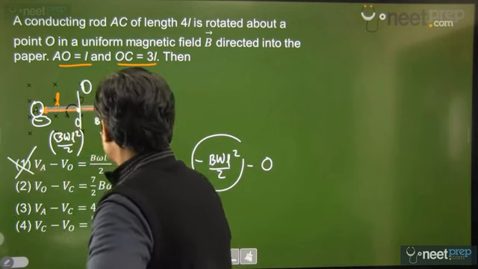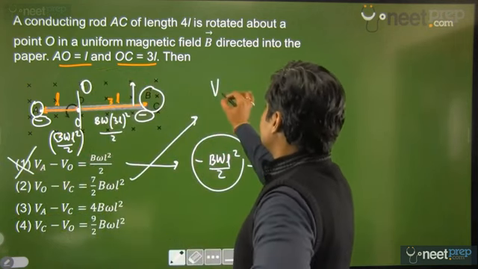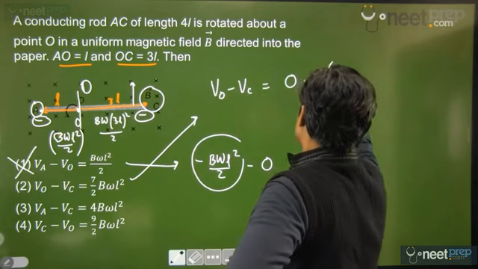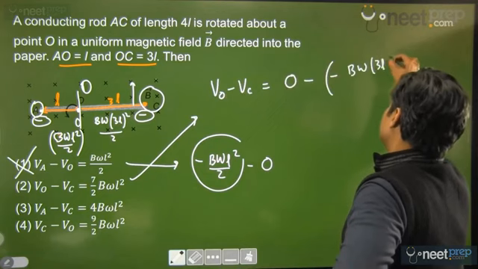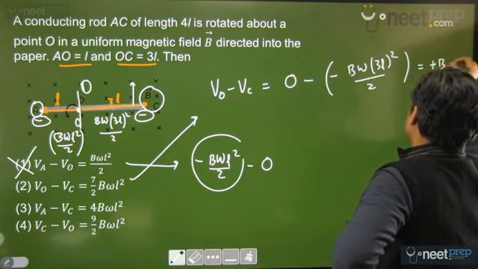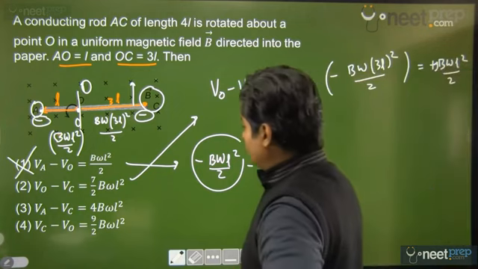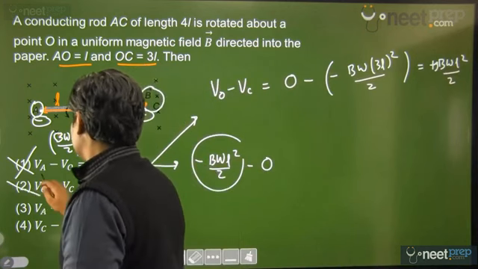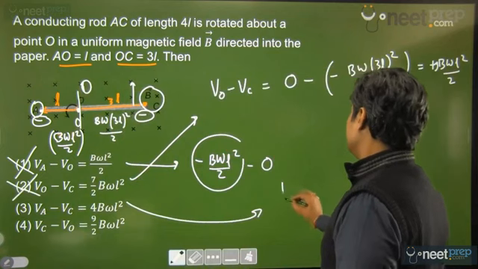So you can see this is the answer, and in this case it is given as plus, so this is the wrong option. Now let's go to the second option, VO minus VC. VO minus VC will be equal to 0 minus VC, which is B omega into 3L square by 2. So this will be plus 9B omega L square by 2. This is again also wrong. Now let's go to the third option, VA minus VC.